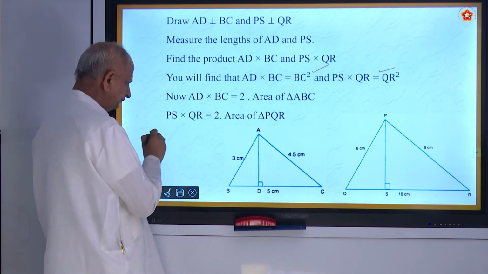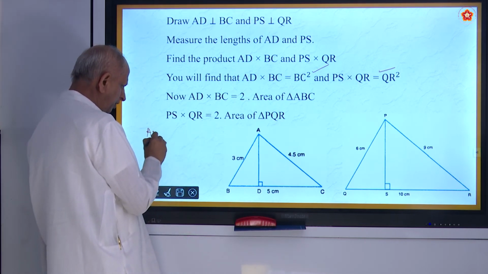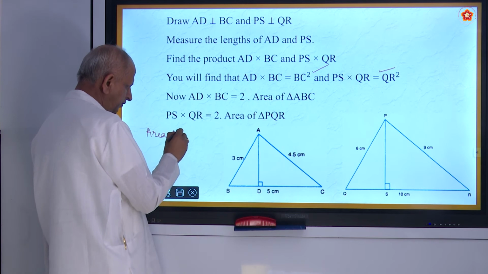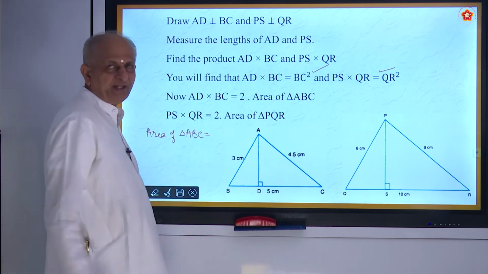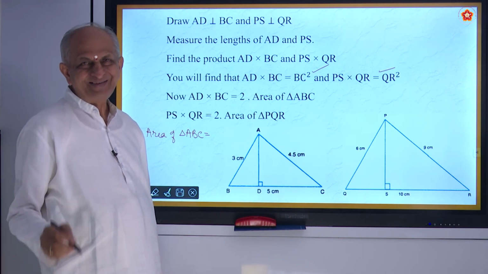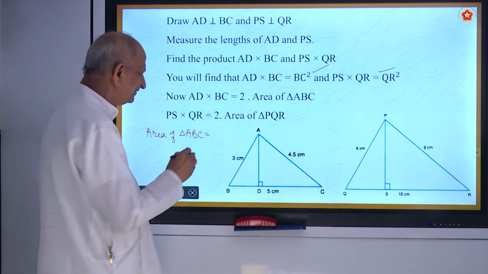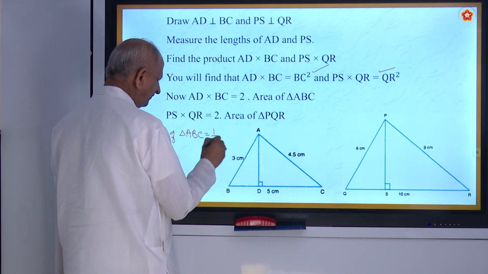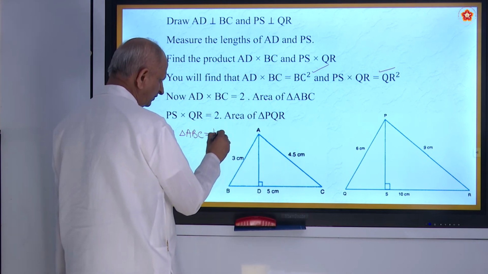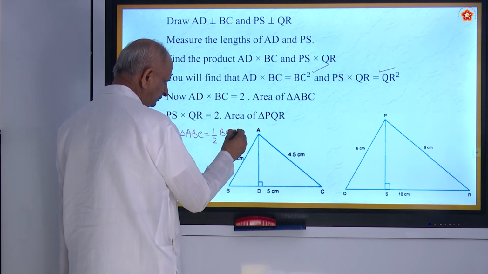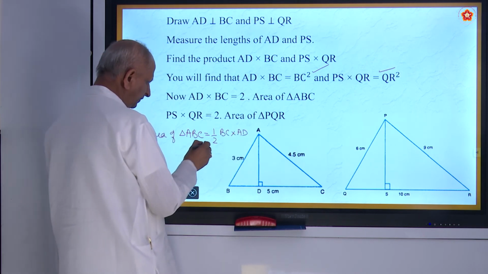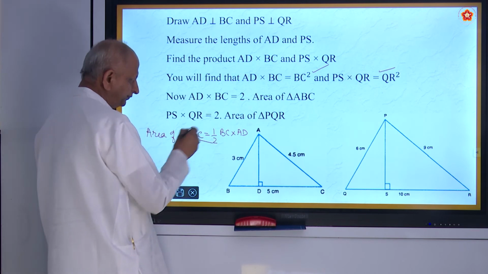Are you following? So area of triangle ABC. What is the formula for the area of triangle? Half base into height, right? So half of, what is base here? BC. What is height? Into AD. So bring this to this side. Then you get this.